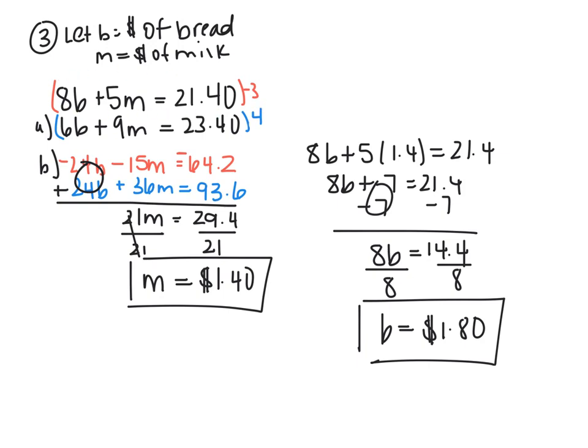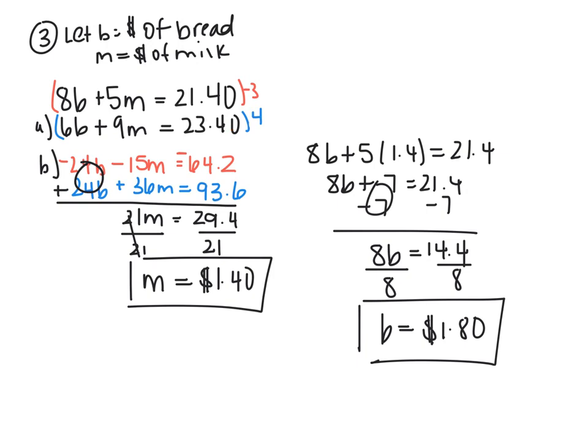And then part A wants us to write an equation on the other day's sales, which was 6 loaves of bread and 9 liters of milk for 23.40. So 6 times the price of bread plus 9 times the price of milk was 23.40. So you end up with 6b plus 9m equals 23.40. And then part B wants us to solve this.